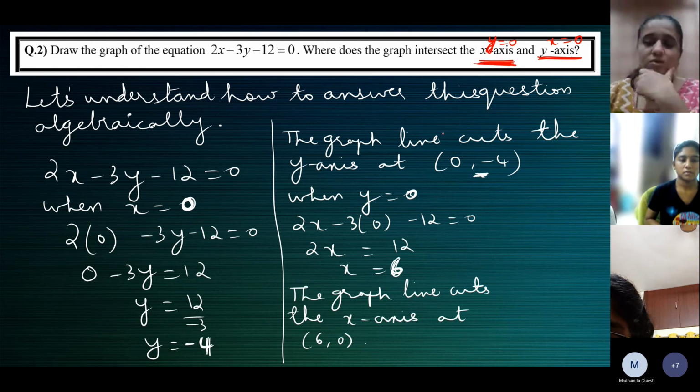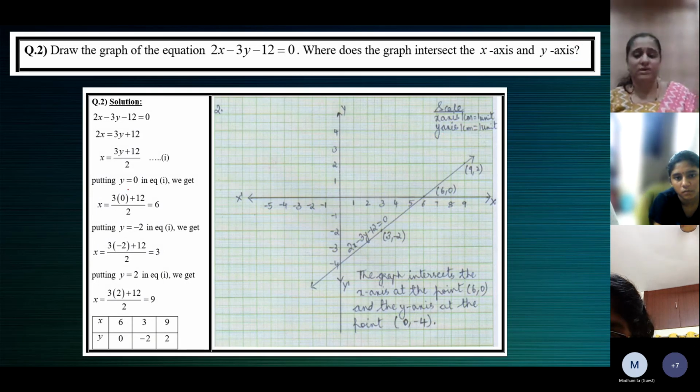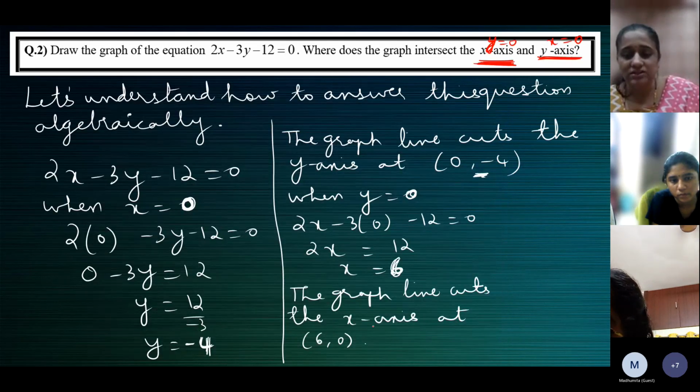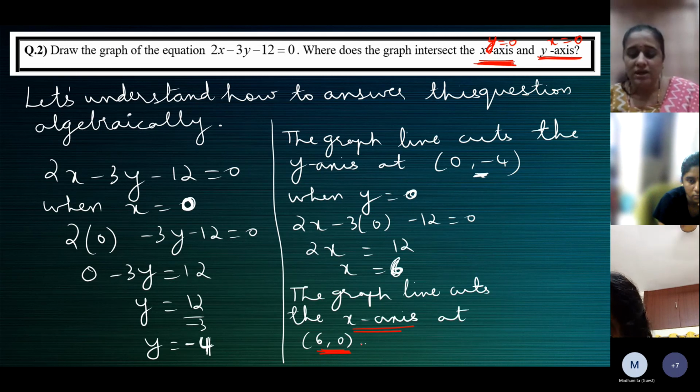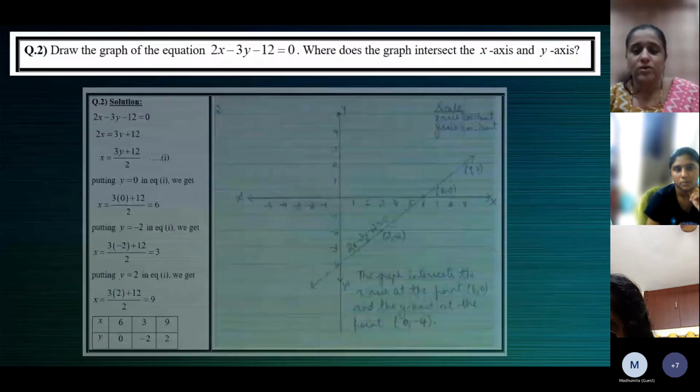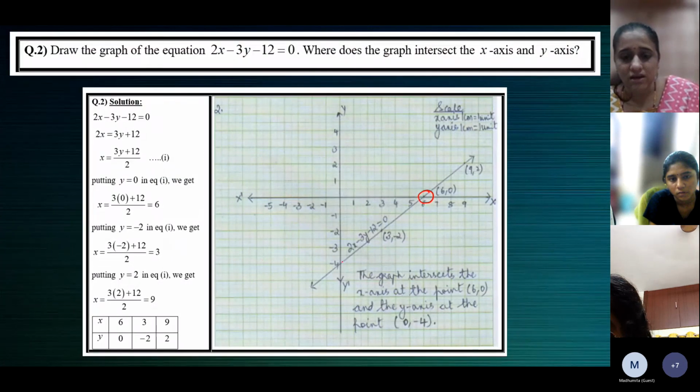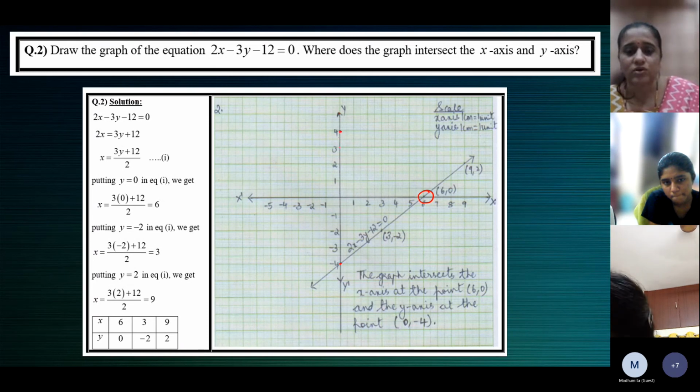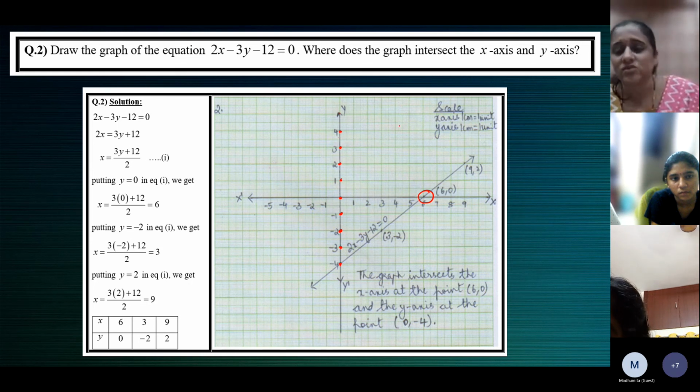Now see the graph, children. How do we make the graph? Where does it cut the x-axis? See here at 6, 0. That's what we got. It cuts the x-axis at 6, 0. And where does it cut the y-axis? On the y-axis, x is always 0. This is 0, 4; 0, 3; 0, 2; 0, 1; 0, 0; 0, -1; 0, -2; 0, -3; 0, -4. On the y-axis, x is always 0.